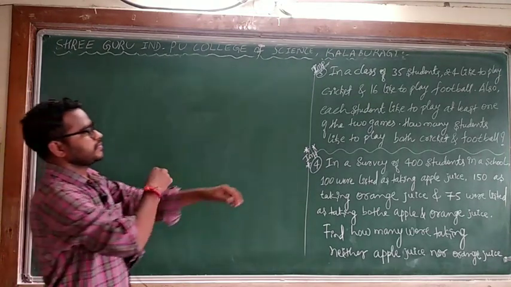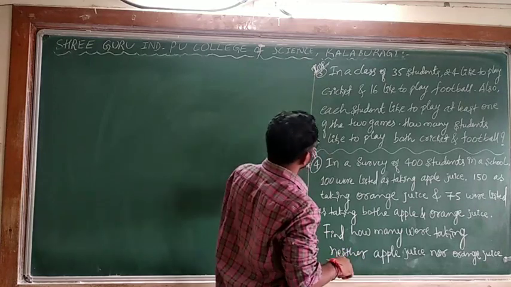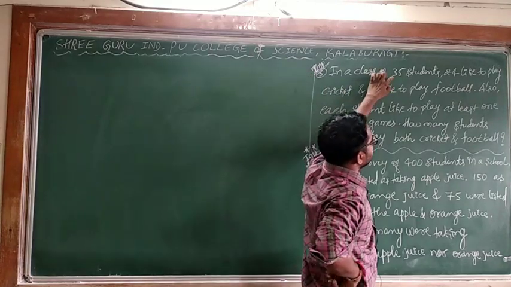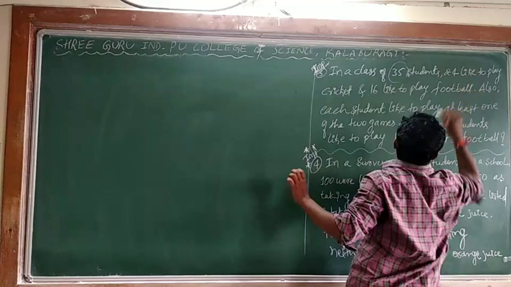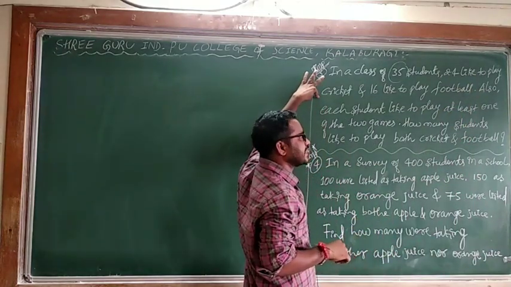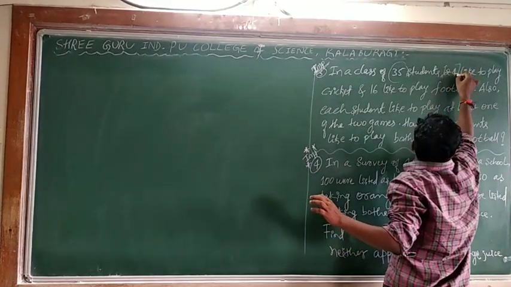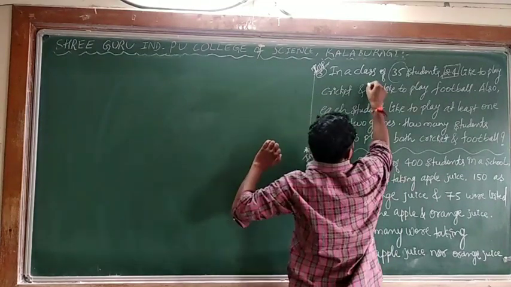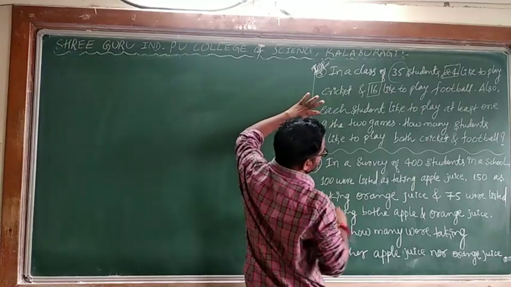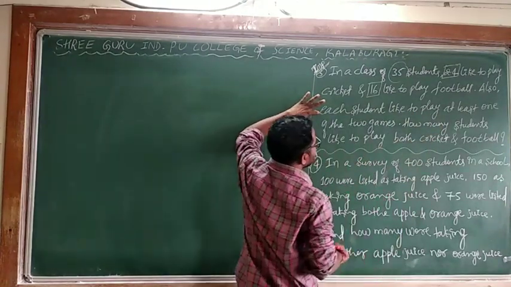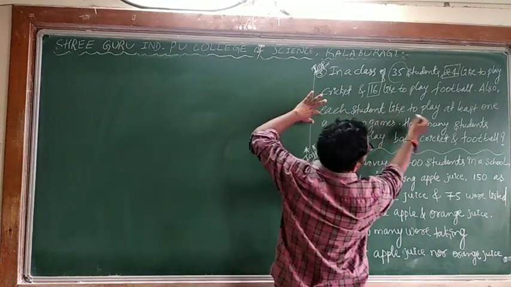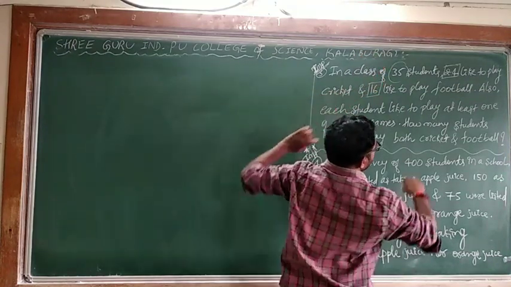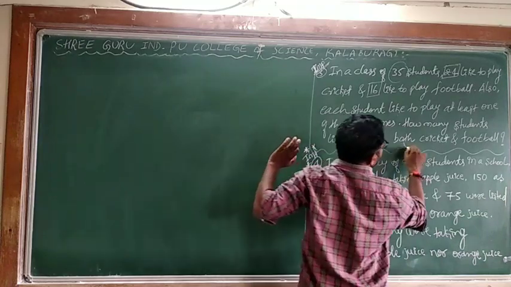Next, the third problem. The third and fourth are given, I will take them one by one. The third one is: in a class of 35 students, 24 like to play cricket and 16 like to play football. Also, each student likes to play at least one of the two games, which means all 35 play at least one game. How many students like to play both cricket and football?